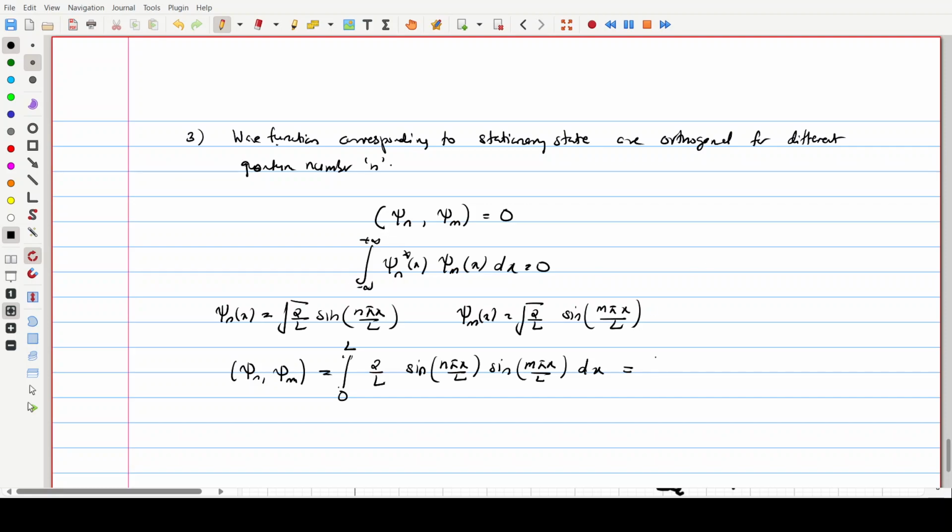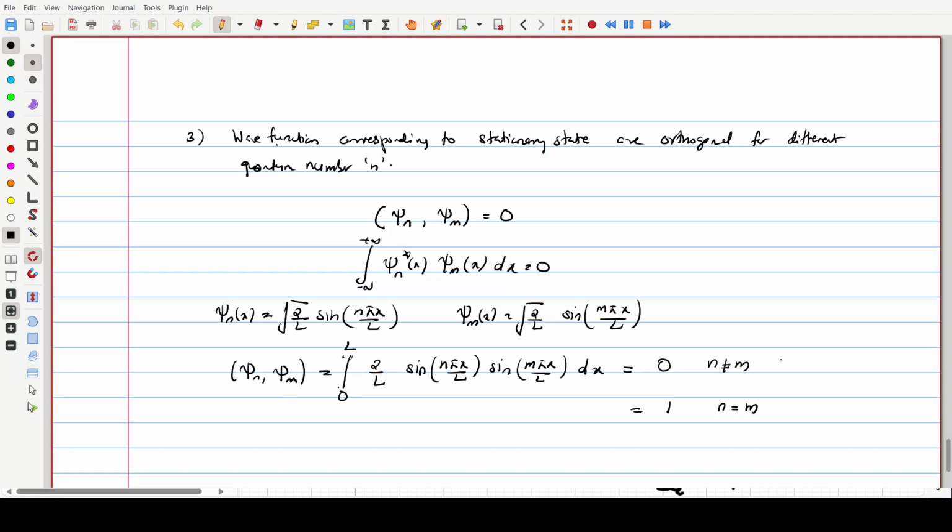And if you do this integration, you can show that it is equal to 0 when n is not equal to m, and you can also show that it would be equal to 1 when n equal to m. This property we have already discussed while discussing the mathematical formulation of quantum mechanics. That is, all the eigenfunctions corresponding to a Hermitian operator are orthogonal. So the same thing we are getting here.